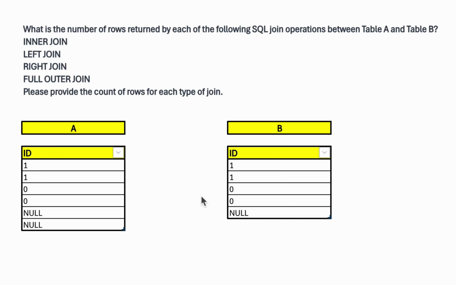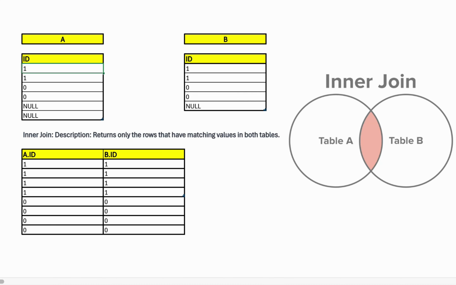Now let's try to understand this problem for inner join first. To understand this inner join, we have one figure here. We also have table A and table B, and we also have the output that we get once we apply this inner join between table A and table B based on ID. So let's look into our figure first.